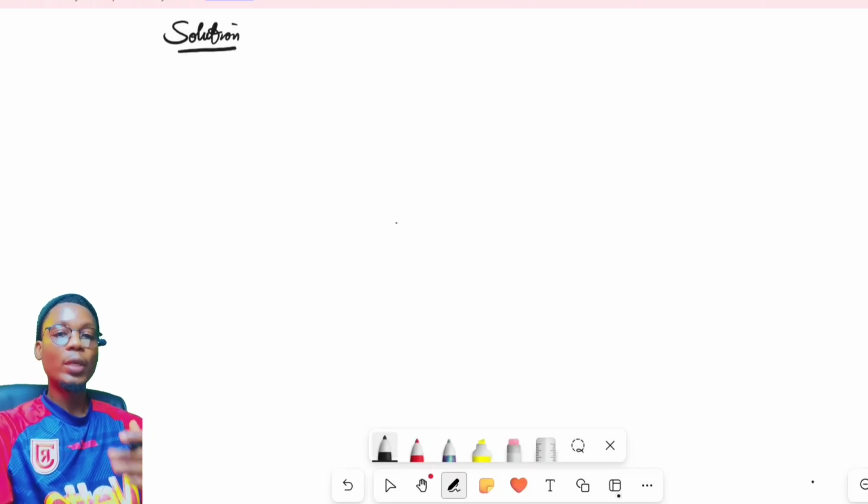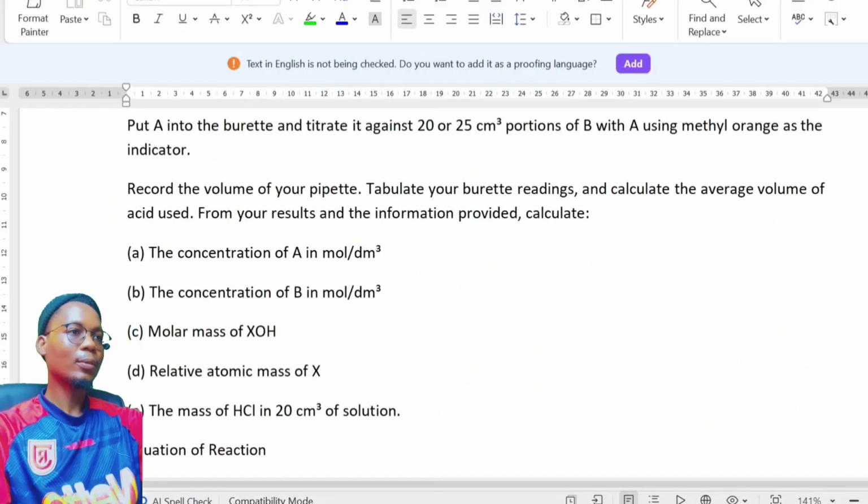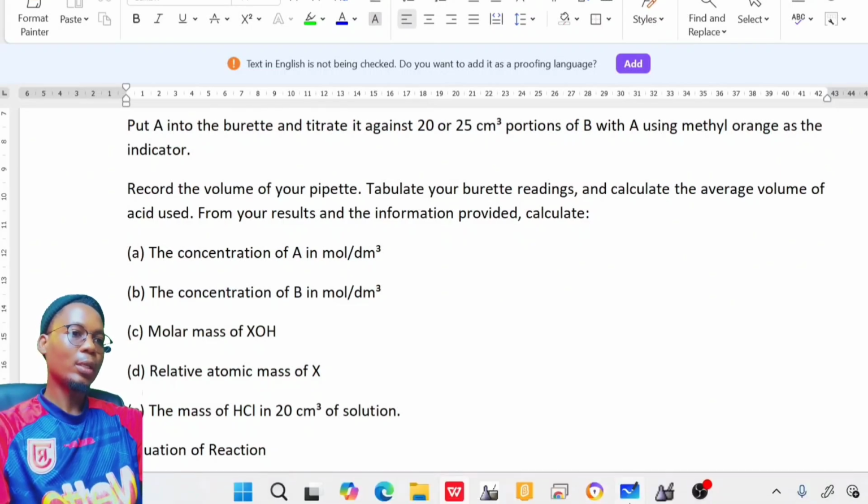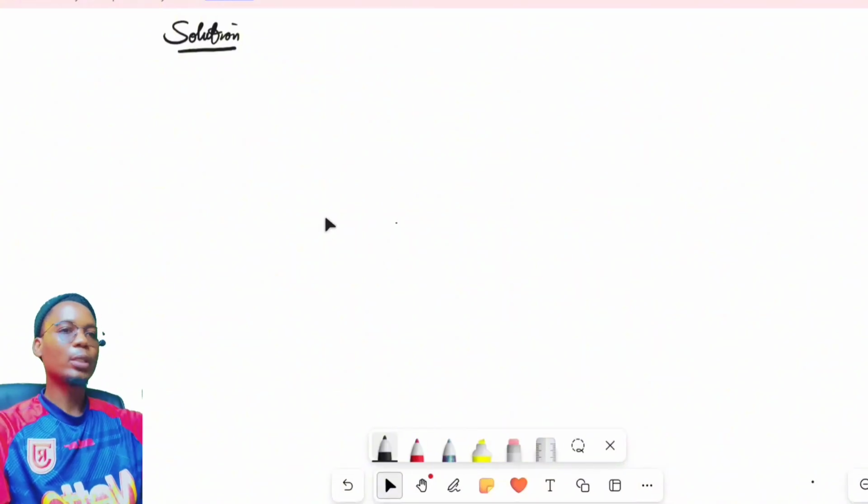Just to show us that we can actually solve using these titres that we got from our virtual lab, just as if we are solving from the values we would have gotten from a real lab. So let's quickly go back to the question. We're going to just solve questions A and B: the concentration of A in mole per dm cubed and the concentration of B in mole per dm cubed. So we quickly go back to our whiteboard, and first of all we're going to jot down some information.